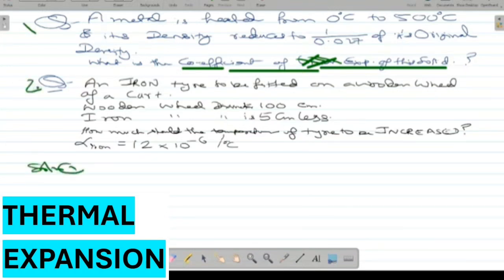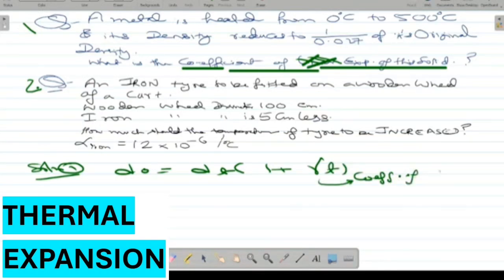For solution 1, what we will write? d0 equal to dt into 1 plus gamma t. Gamma is the coefficient of expansion, right, for the volume case? So density at 0, a metal is heated from 0 degree to 500 degrees centigrade. So the temperature difference is 500. So t0 equal to 0 and t is 500 degrees centigrade, right?